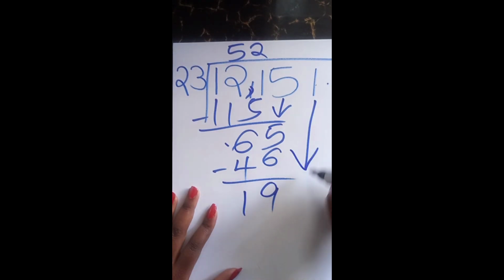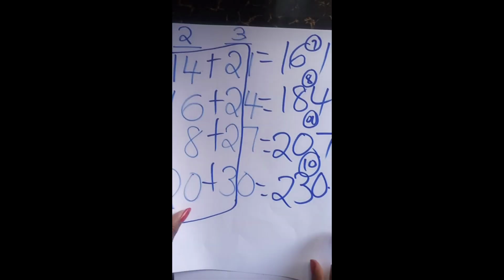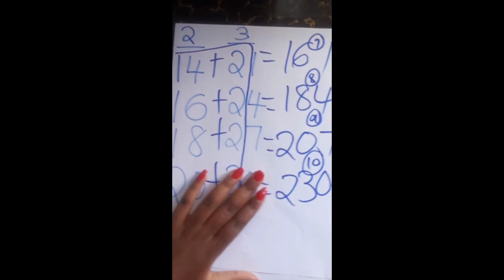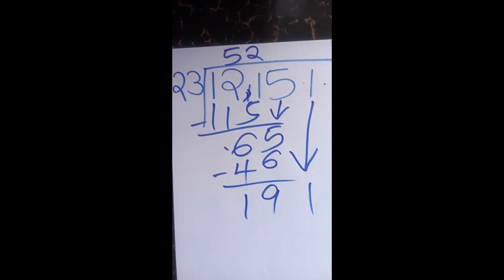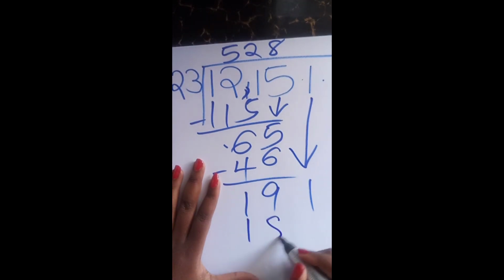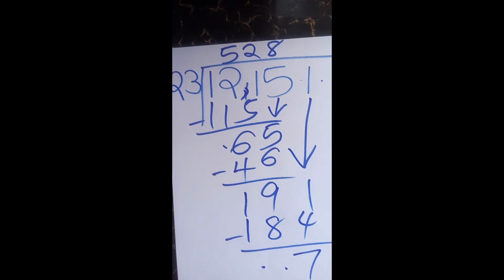The next step will be to drop the 1. So where is 191 in table 23? 191 is in between this and this. Okay, so that means I should go with this, because this is less than 191. So we write an 8 over here, because 8 times 23 is 184. Okay, when you subtract this, you're supposed to get 7. Are we together? And just like that, you have your answer.